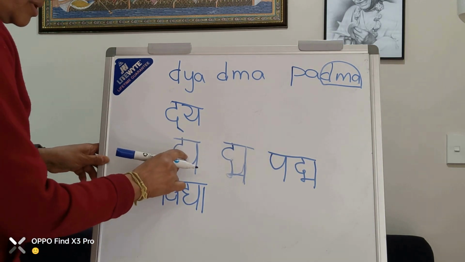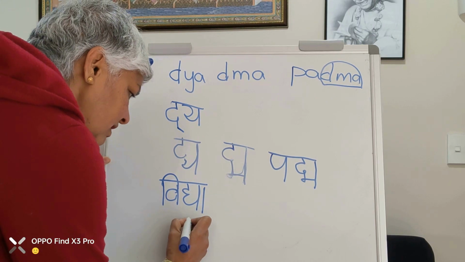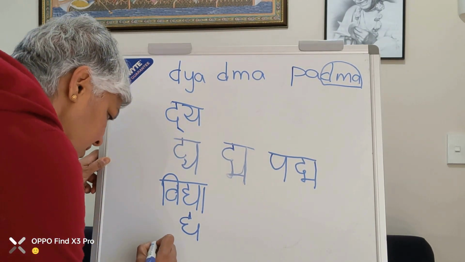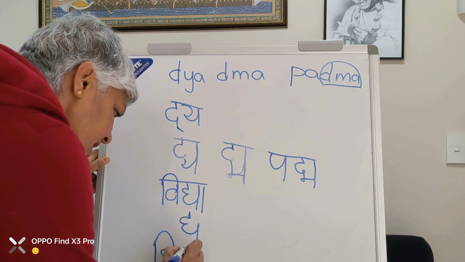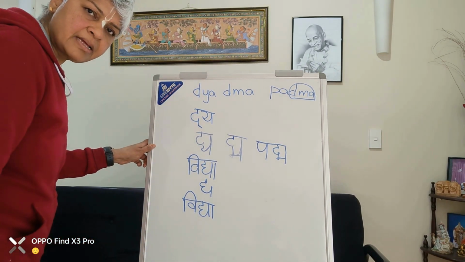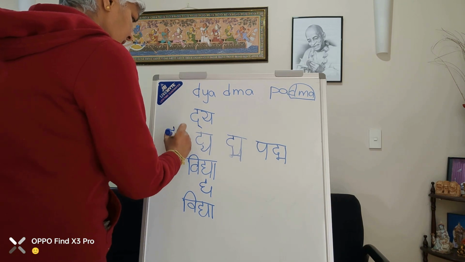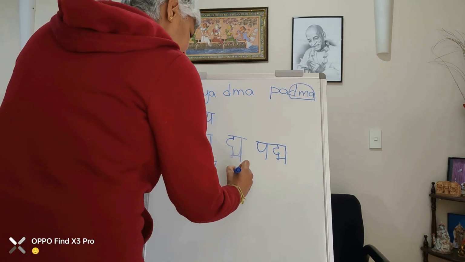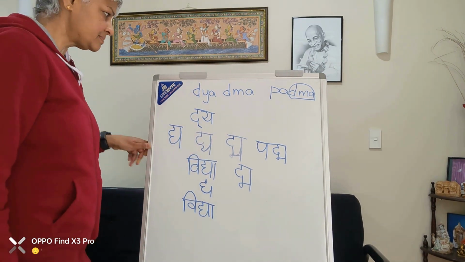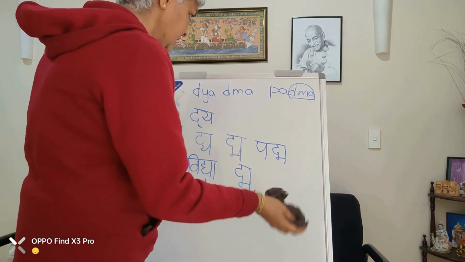So here you don't really need this little tail. It kind of goes almost like a gha, but with a line on top. So it goes like this. Vidya. Okay? So dya, dma. Clear? The next one is here and hma. Let's look at those two as well.